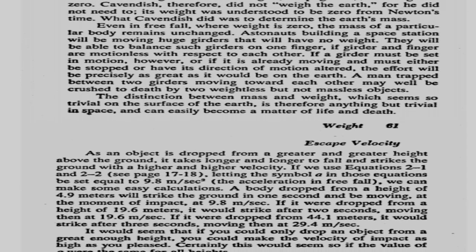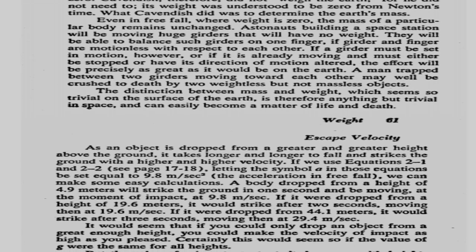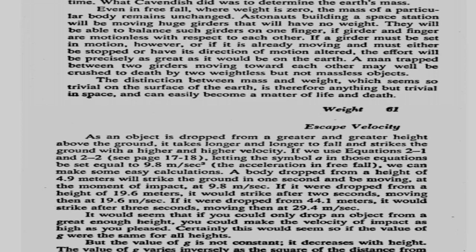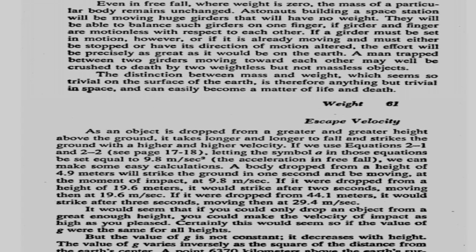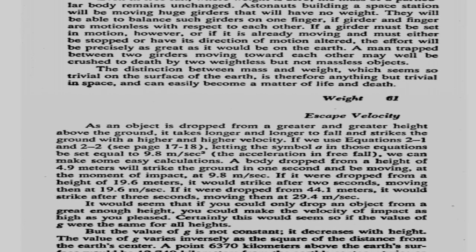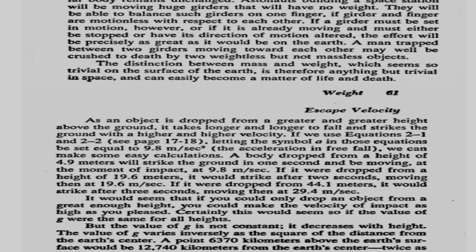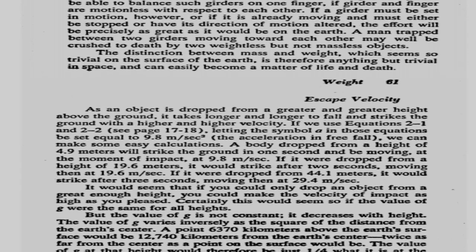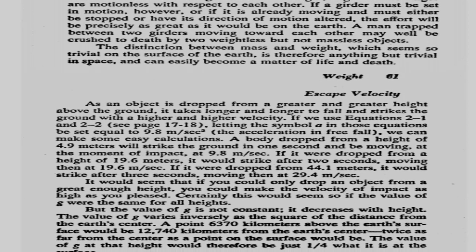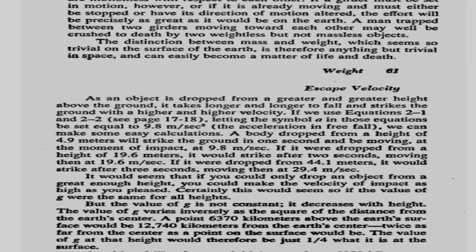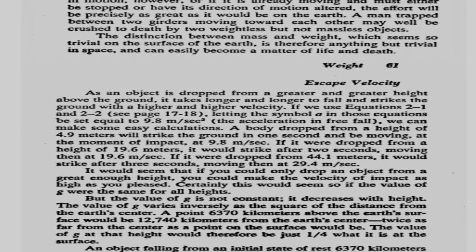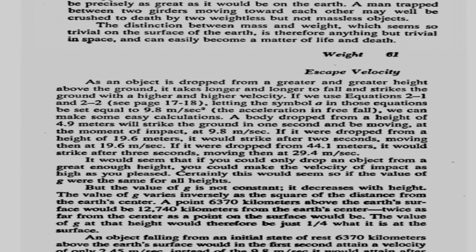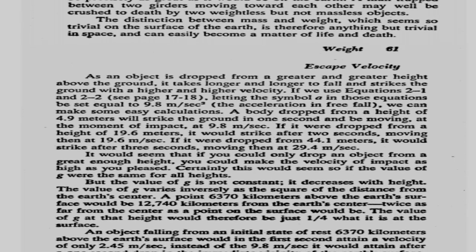It decreases with height. The value of g varies inversely as the square of the distance from the Earth's center. A point 6,370 kilometers above the Earth's surface would be 12,740 kilometers from the Earth's center, twice as far from the center as a point on the surface would be. The value of g at that height would therefore be just 1/4 what it is at the surface. An object falling from an initial state of rest 6,370 kilometers above the Earth's surface would in the first second attain a velocity of only 2.45 meters per second, instead of the 9.8 meters per second it would attain after a 1-second drop in the immediate vicinity of the Earth's surface.